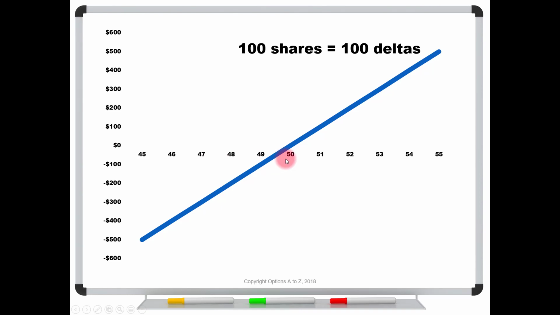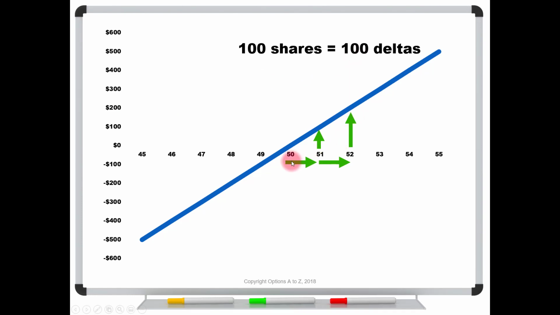But what happens if the stock price rises from, let's say, 50 to 51? Line up here at 51, trace a line up to the blue curve, and it shows that we would have a gain of $100. Why? It was a $1 change in the stock times 100 deltas, or in this case, times 100 shares. Easy to figure out. If the stock price rises from 50 to 52, that's a $2 change. We trace a line up to the blue, and there we go, $200 gain in our position. And that's because we had a $2 change in the stock times 100 deltas.